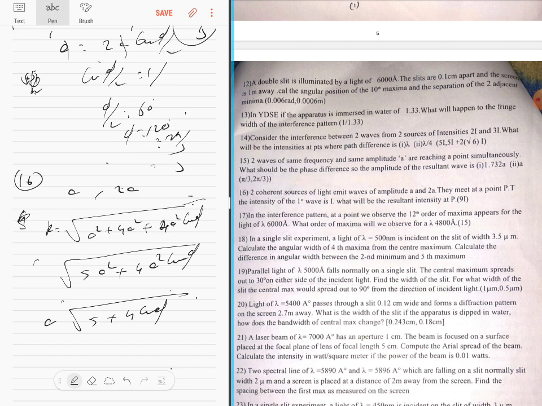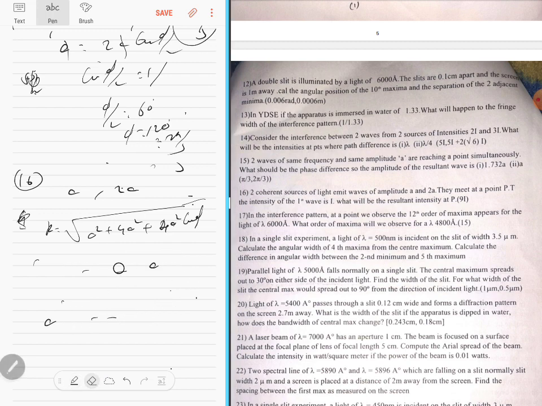16th: two coherent sources of light emit waves of amplitude A and 2A, and the question seems to say they meet at a point P, equidistant from the two sources. If the intensity of the first wave is... I don't know what the next part of the question is because it's not opening up for me. The question continues like this, so definitely this question is wrong. Please ask them to give the question properly so that we can do the sum. It's not coming up for me when I surf the net.